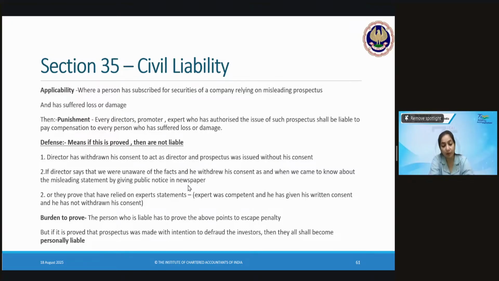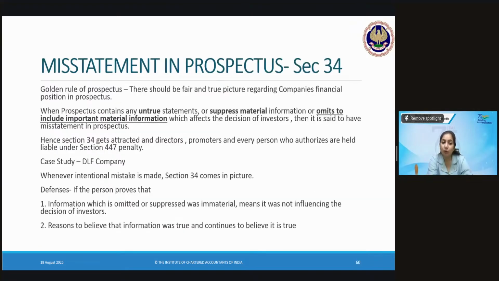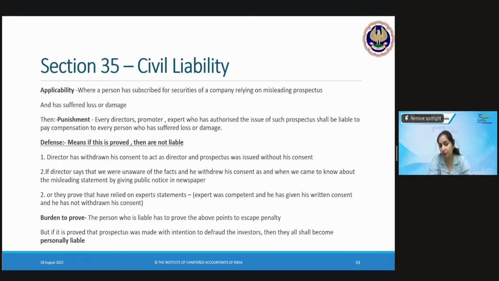But if it is proved that it was with intention to defraud the investors, then you become personally liable. सेक्शन 34 में क्या था? आपने अनट्रू स्टेटमेंट दिया, फॉल्स दिया, मटेरियल इंफॉर्मेशन को छुपाया, सप्रेस करा. Section 34 में 447 attract हो जाता है. And here you prove that the information was not material and you had the reasons to believe and continue to believe that it is true.